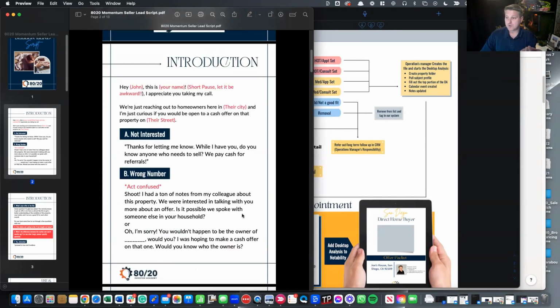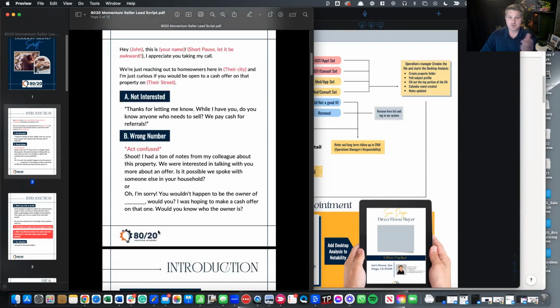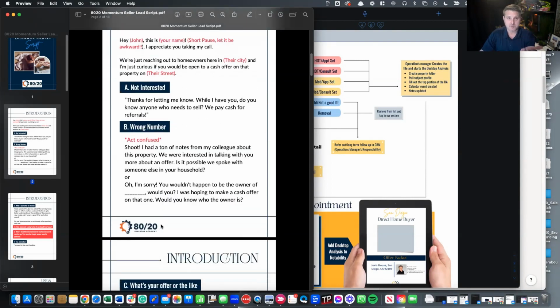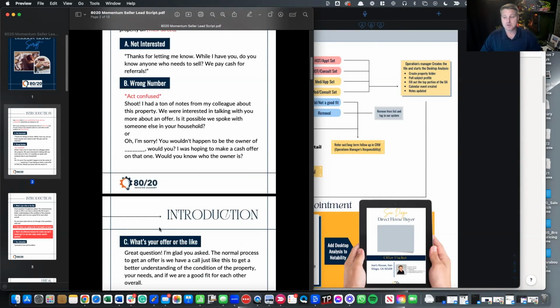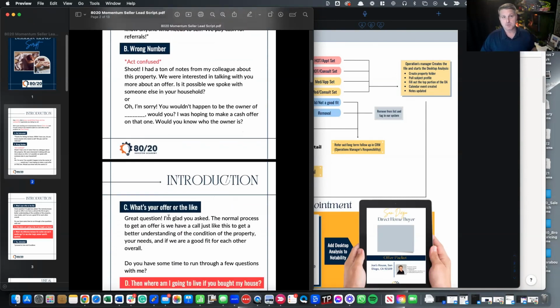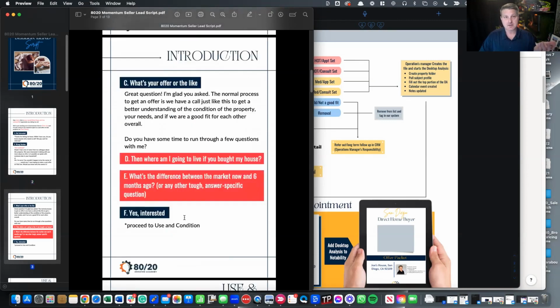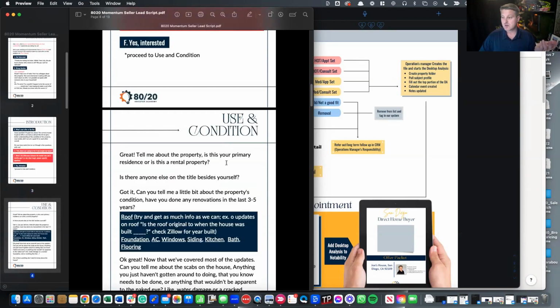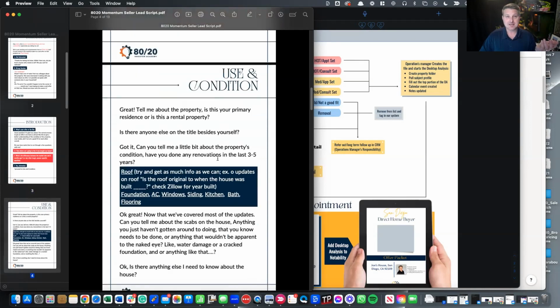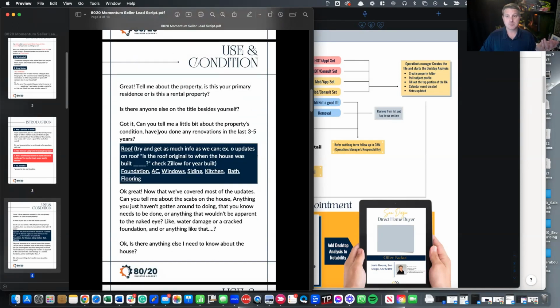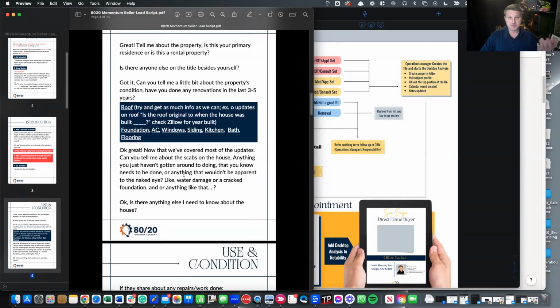We go through the introduction. The introduction is obviously one of the first most important parts, how you introduce yourself to keep people engaged and not have the wall up. So we go through exactly how to do the proper introduction. Then we go into the use and condition of the property. And we do it in an open question type style that's led by them.